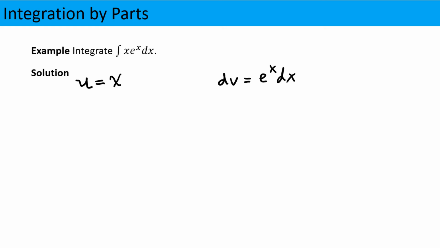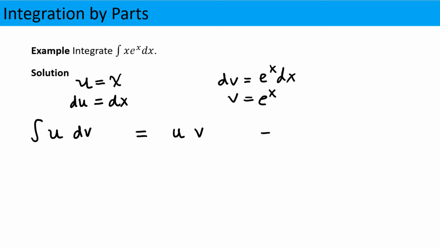To find du, we take the derivative of u. So the derivative of u gives us du. The derivative of x gives us dx. To find v, we integrate dv. And the integral of e to the x dx is one of our rules, and it's just e to the x. The integration by parts formula is that the integral of u dv can be solved as u times v minus the integral of v du.